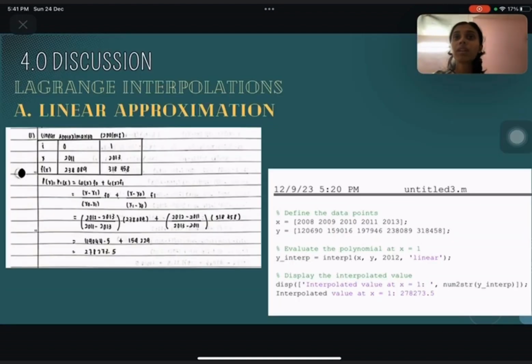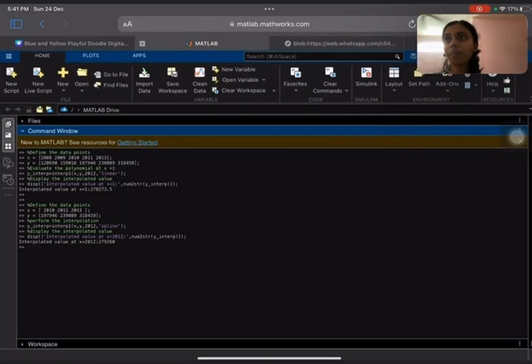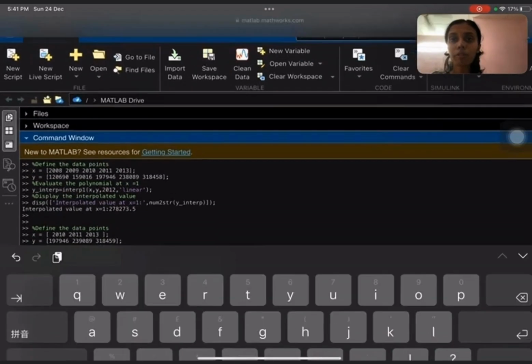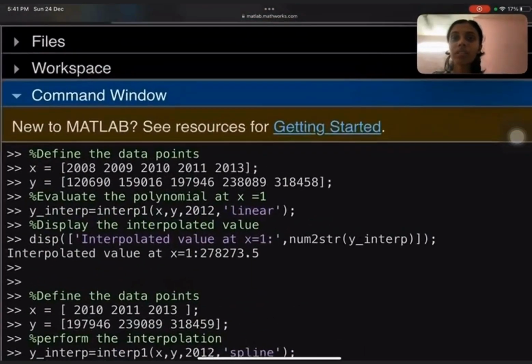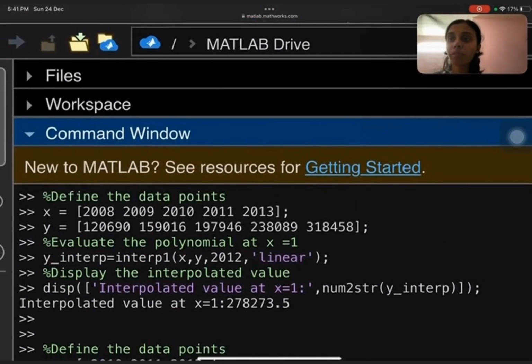Okay, so now I will show the MATLAB coding through the software. This is the coding for the linear approximation. First we have to define the data points, so first you have to declare the values. The X value will represent the years, which is from 2008 to 2013.